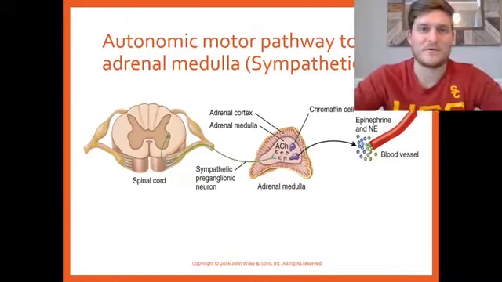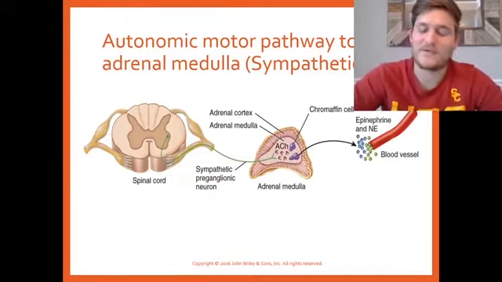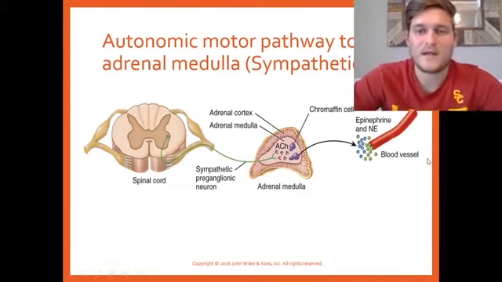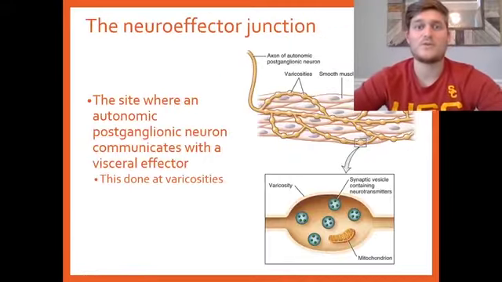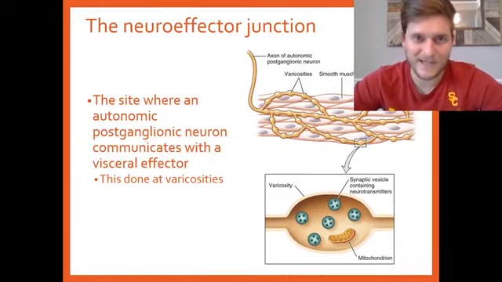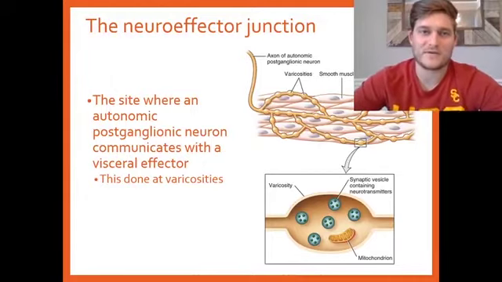I don't know why we have multiple terms in science for the same exact thing, but in this course, I'll just be referring to them as epinephrine and norepinephrine. And also, these two are categorized as catecholamines. The location where an autonomic postganglionic neuron is going to release its neurotransmitters is called the neuroeffector junction.